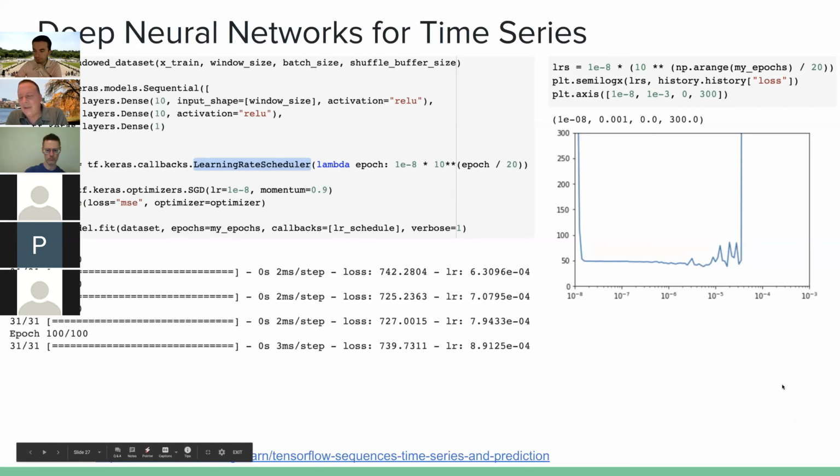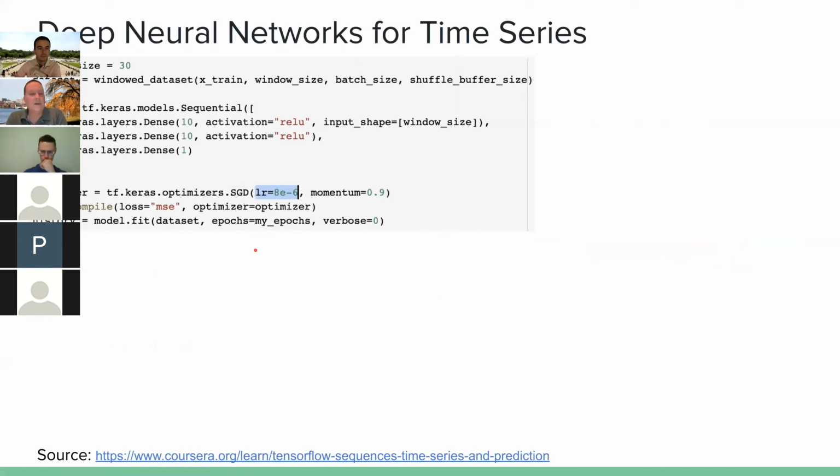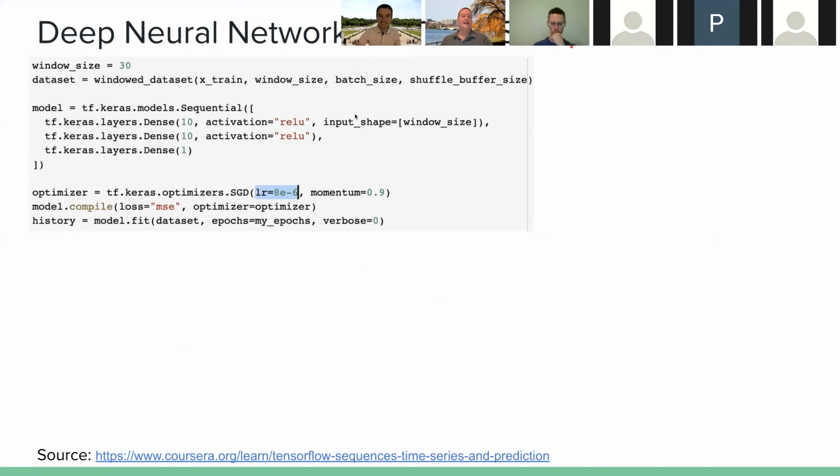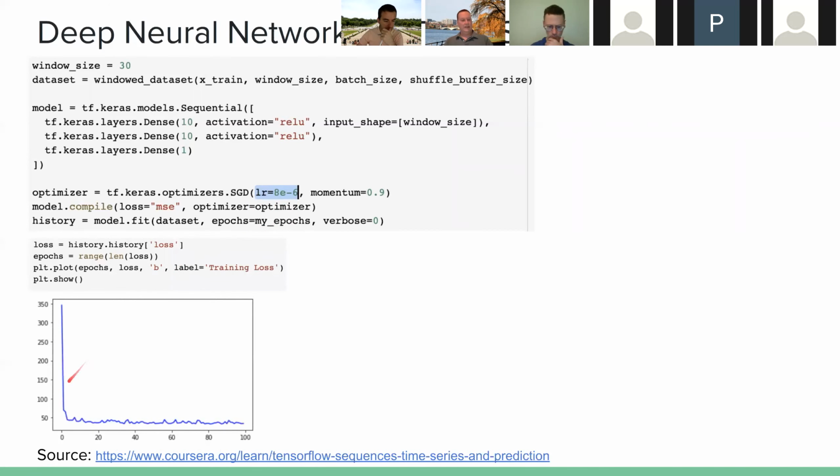Here, if I recall in his example, he chose like 8, it's 10 to the -6, so something right in there, which I thought was a little aggressive on his part, but it seemed to work. So then he goes back and sets that as the learning rate that we're going to keep, and he's going to run this for 500 epochs and see what happens.